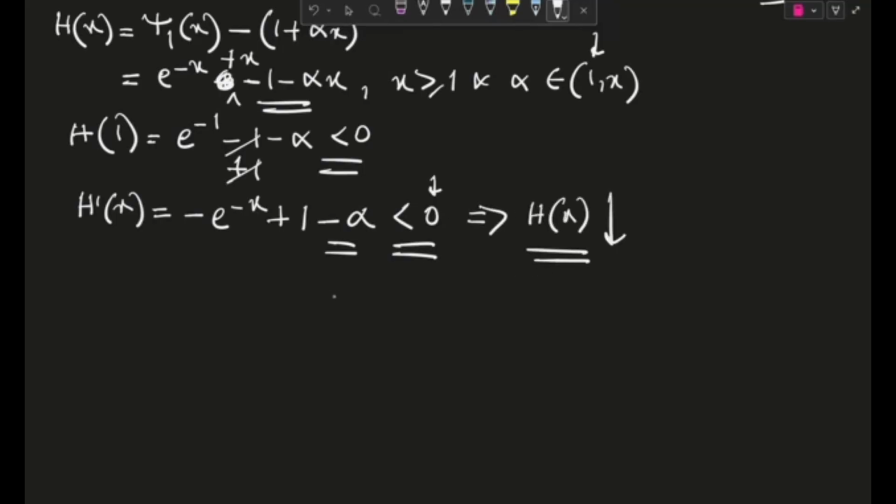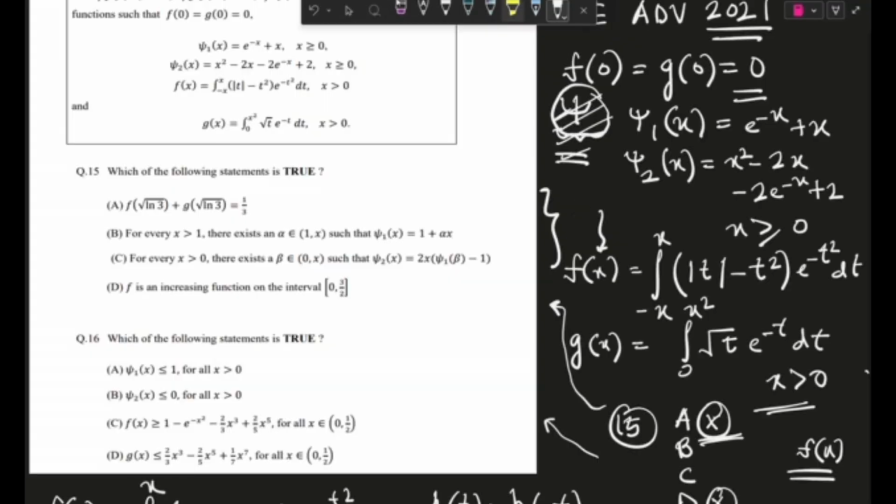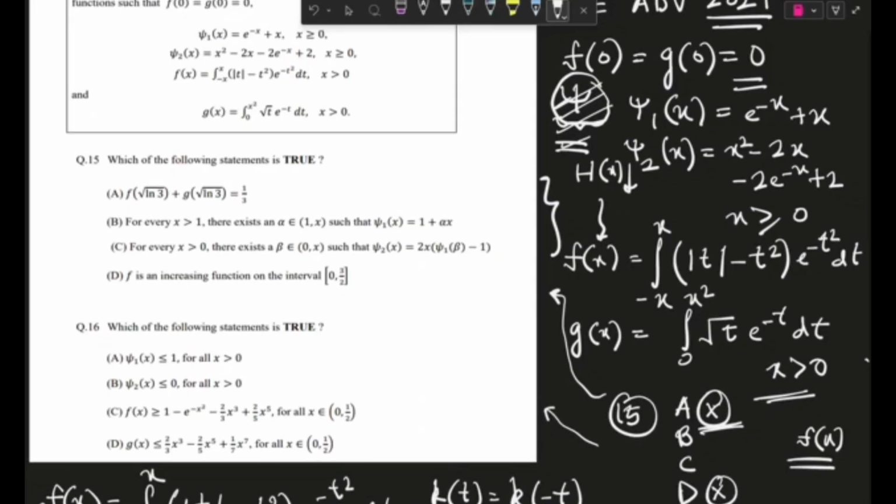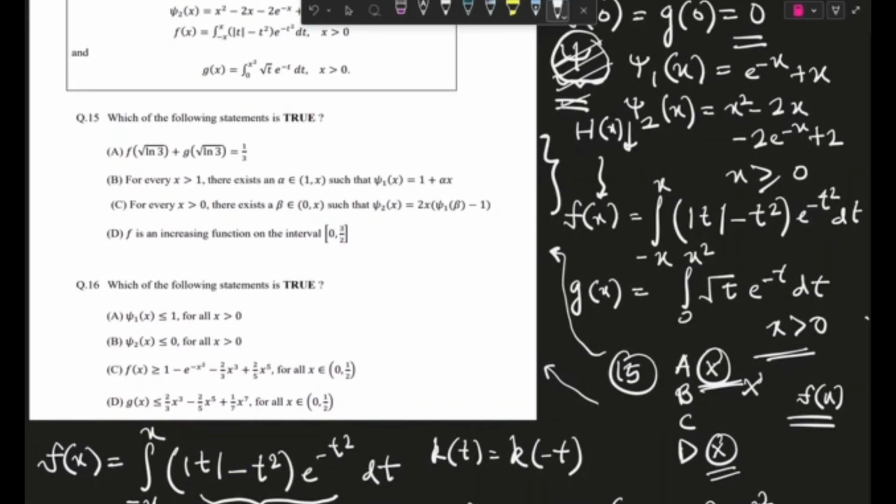It's a decreasing function. And now, I will read out the question's language once. Our option B says something of this sort: for every x greater than 1, there exists an alpha belonging to 1 comma x such that phi 1 of x is equal to 1 plus alpha x. But now we have proved that this h of x function, which is equal to phi 1 of x minus 1 minus alpha x, is actually decreasing. So it cannot be equal, right? So basically I will put a cross here, and our option B becomes wrong.